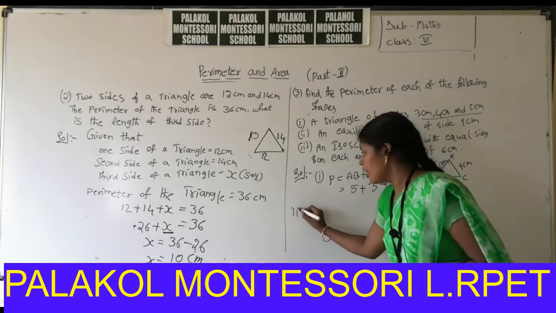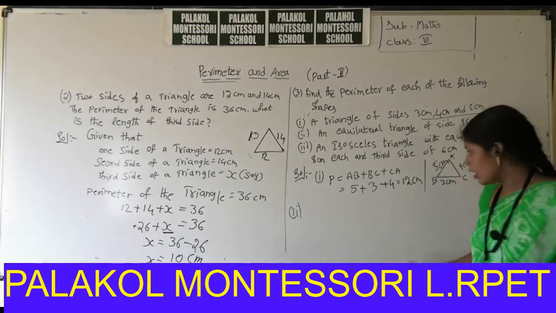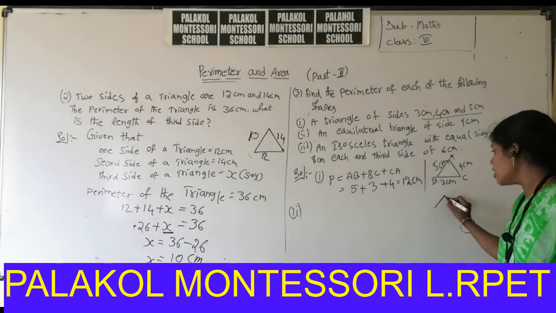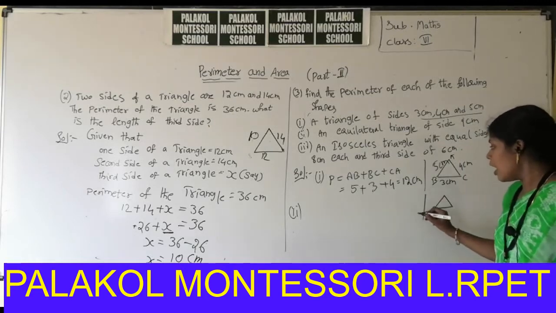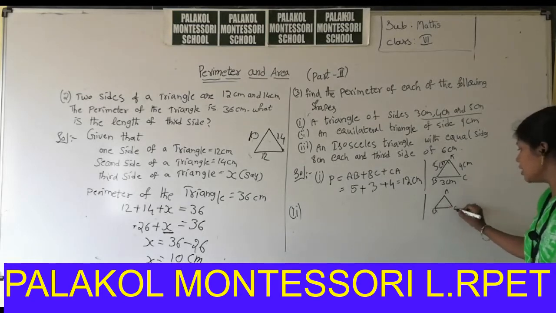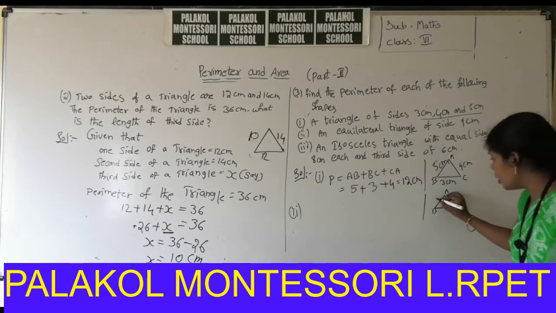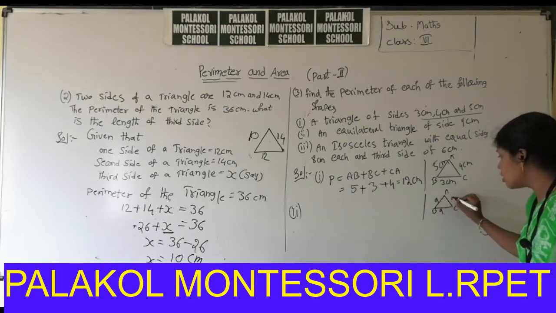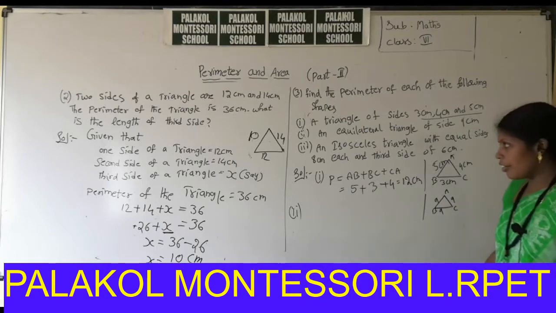Second one, an equilateral triangle. We already know that an equilateral triangle means all sides are equal. This is A, B, C. All sides are equal, so each side is 9 centimeters. The remaining sides are also 9 centimeters because this triangle is an equilateral triangle.